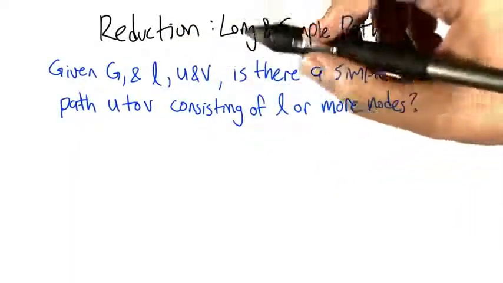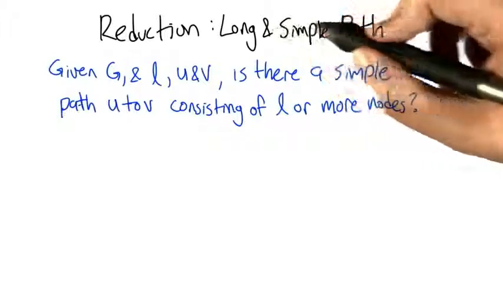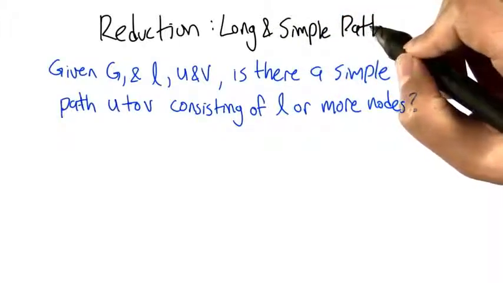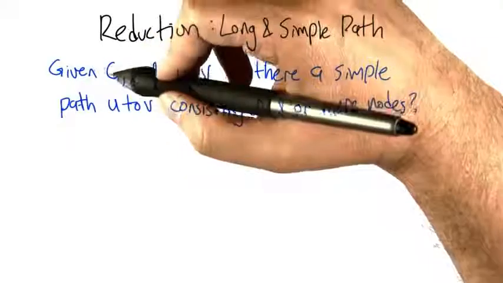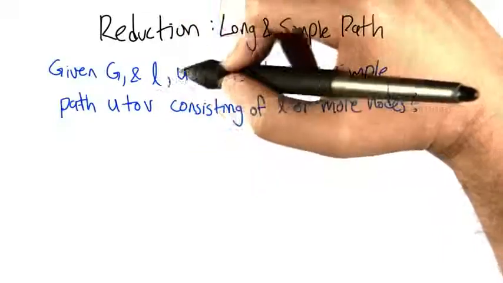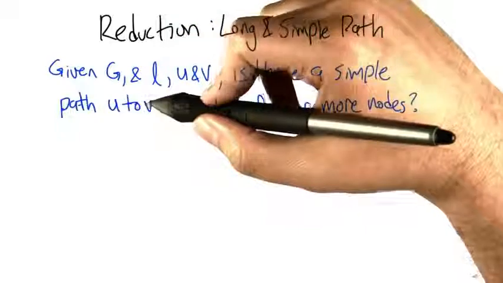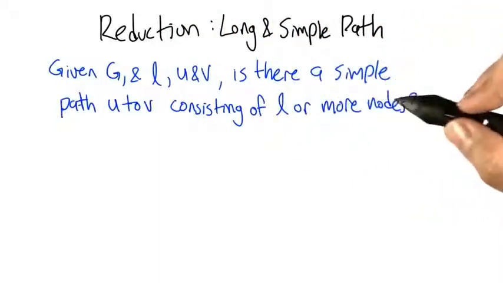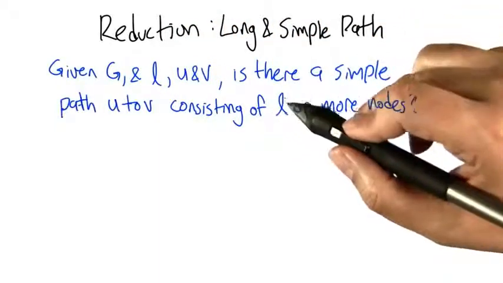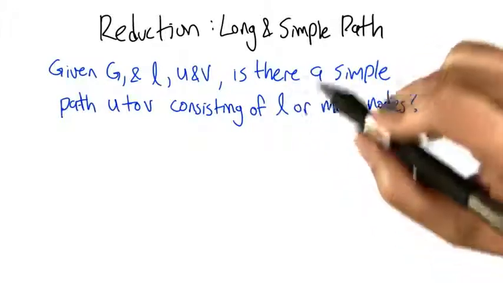So now we can look at this as a decision problem, and we'll call it the long and simple path decision problem. And it goes like this. Given a graph G and a length L and two nodes U and V, is there a simple path from U to V consisting of L or more nodes? So we're not looking for a short path, we're actually looking for a long and simple path.